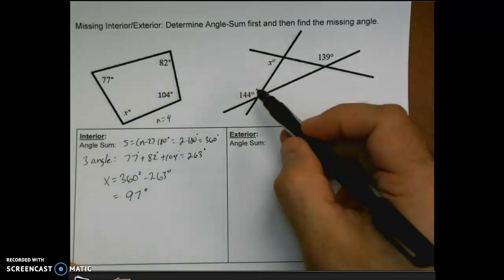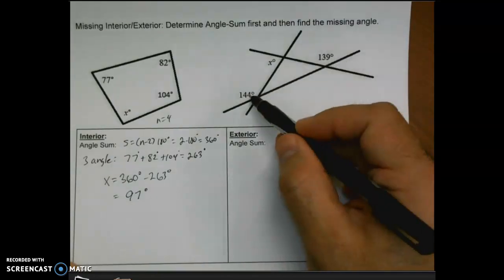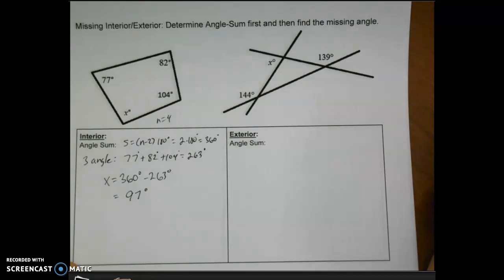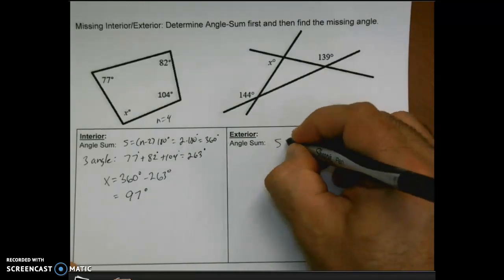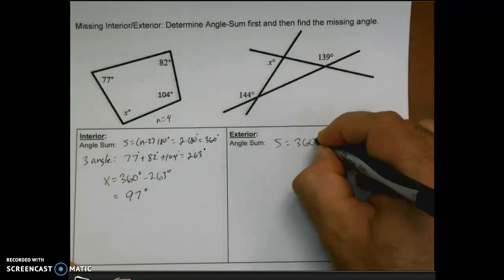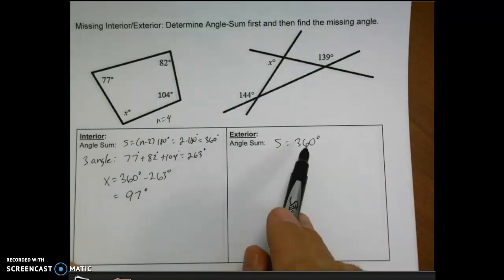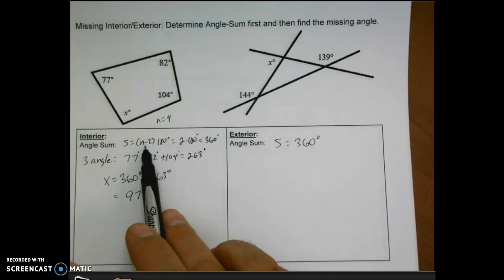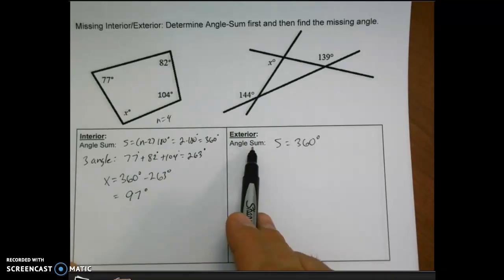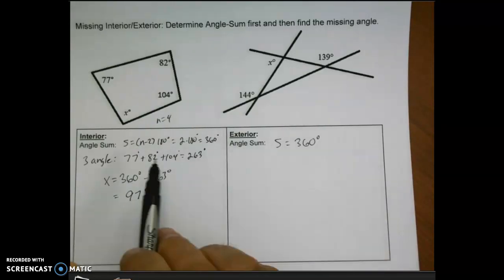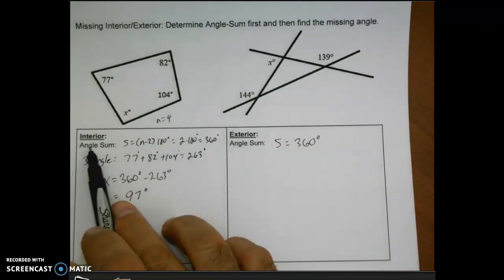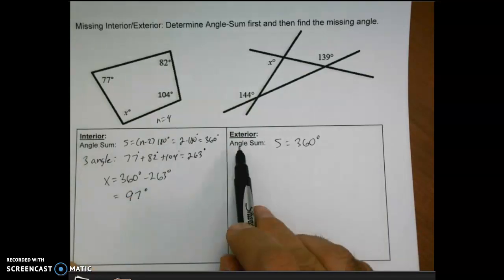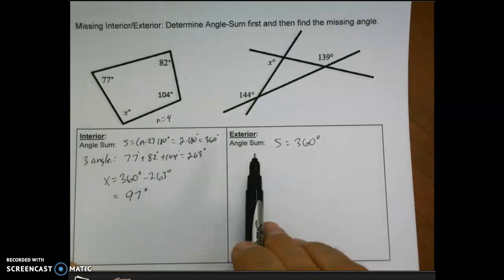Over here we have the exterior angle sum, and it says, well, I need to know what the angle sum is. Well, for the exterior one, the sum is always simply 360 degrees. Now I know that they're both 360, but this interior angle sum was calculated with a different formula than this one. It's a coincidence that they're 360. They're not always 360. Don't make that assumption that any interior angles are always 360. Only exterior are always 360.